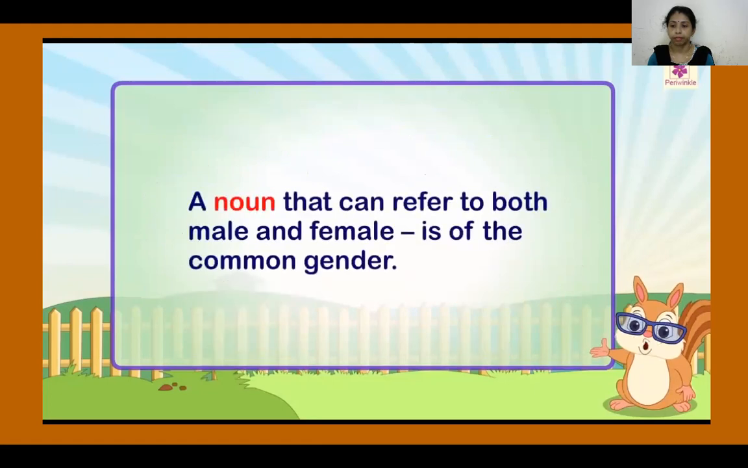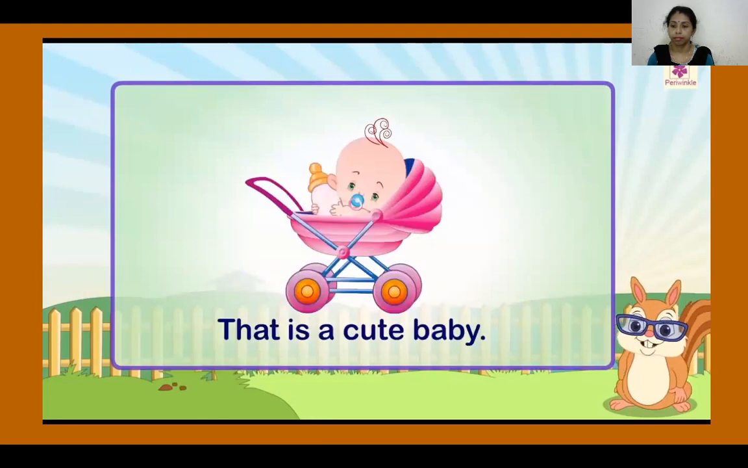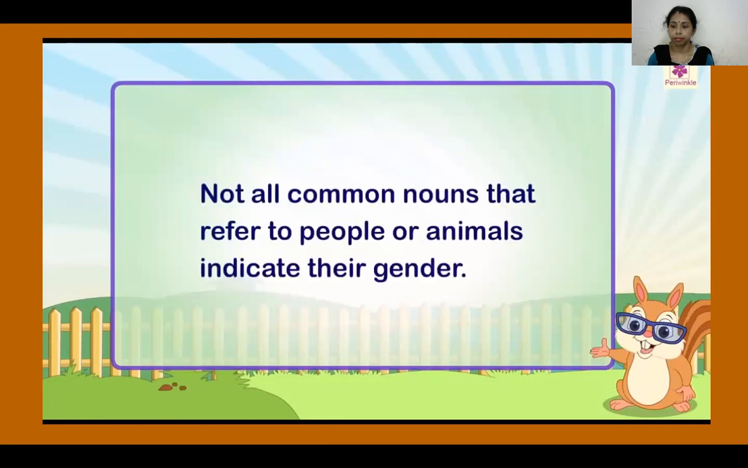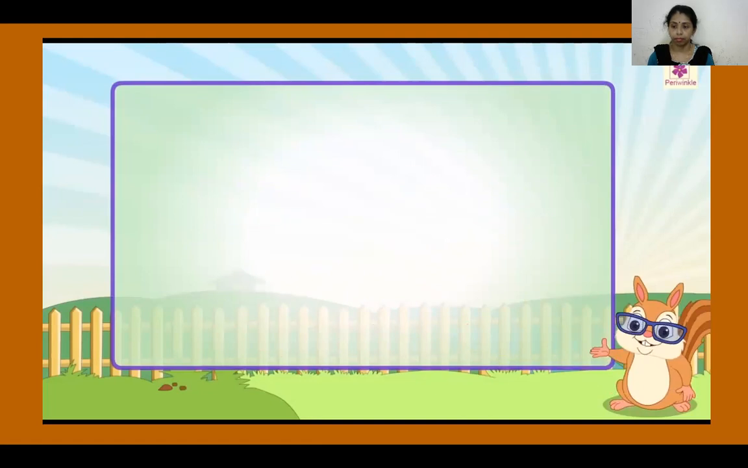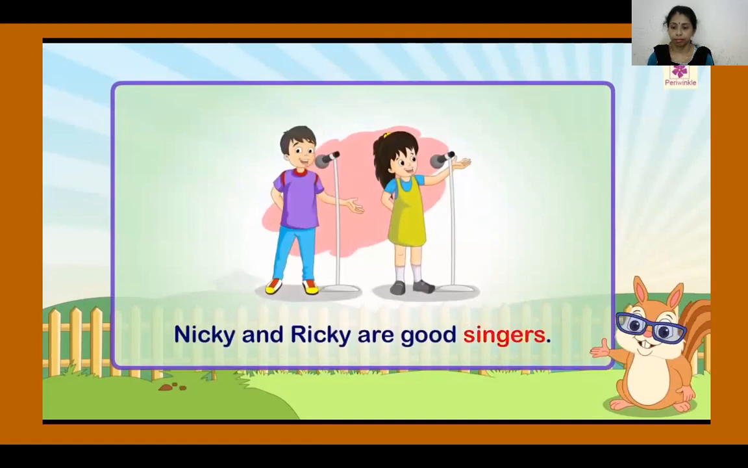A noun that can refer to both male and female is of the common gender. For example, that is a cute baby. Here, baby is of the common gender. Not all common nouns that refer to people or animals indicate their gender. For example, Nikki and Ricky are good singers.